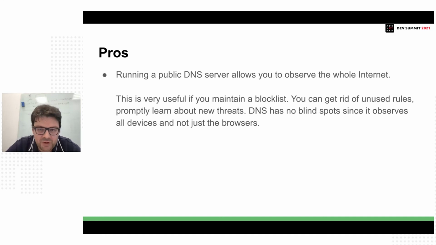And also one more thing that is important for someone who runs and maintains a block list. Running a public DNS server allows you to observe the whole internet. This is very useful if you maintain a block list. You can get rid of unused rules, promptly learn about new threats, and DNS has no blind spots. In the browser, you only see what the browser connects to. You cannot see what apps do, what your smart TV does, and DNS has no such blind spots. You see all the internet.